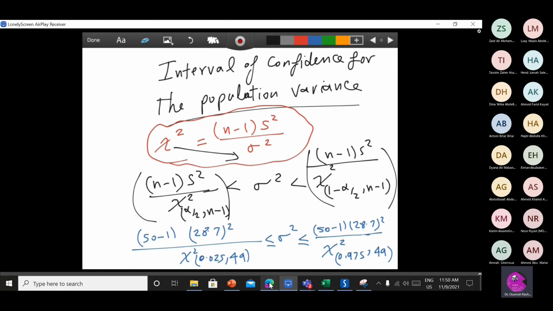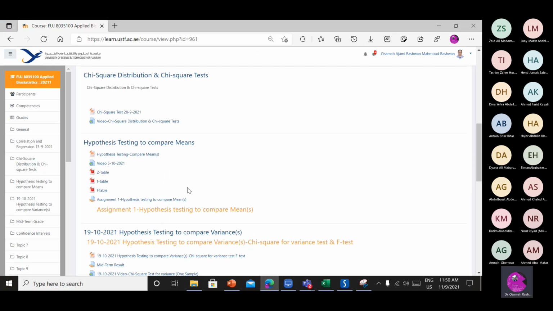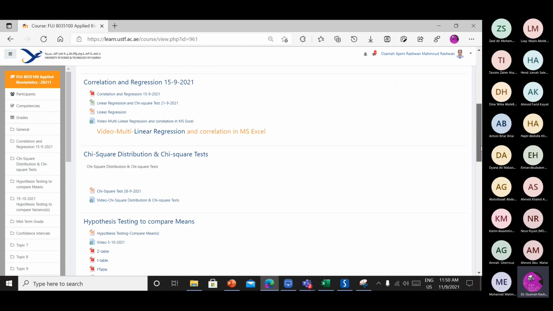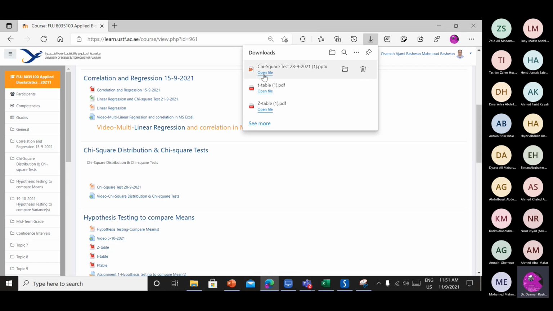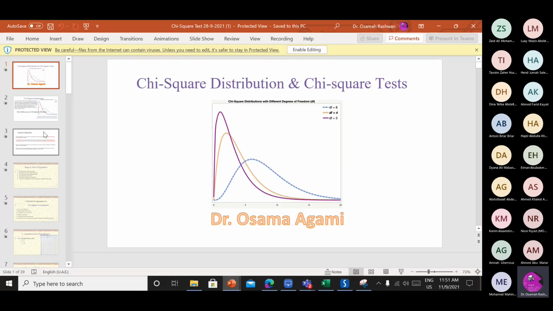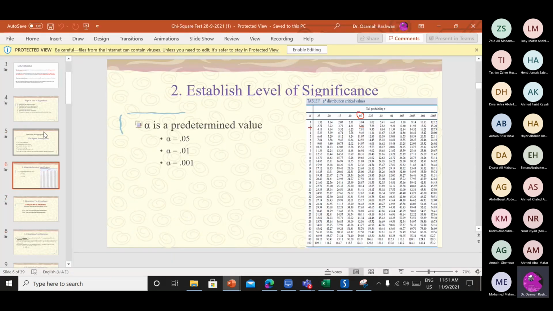Do you have the chi-square table? I think we have it. Where is it? Yes, chi-square. I don't have it as a PDF. I think I have it here. Okay. You can find it from Google. Okay, this is the chi-square table.